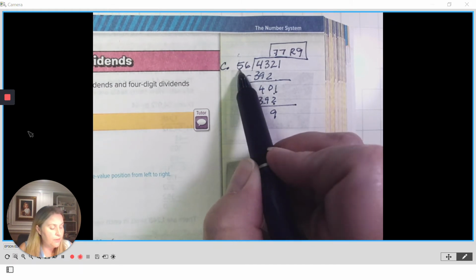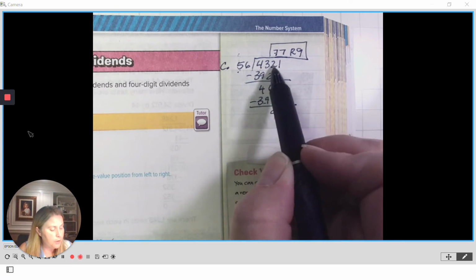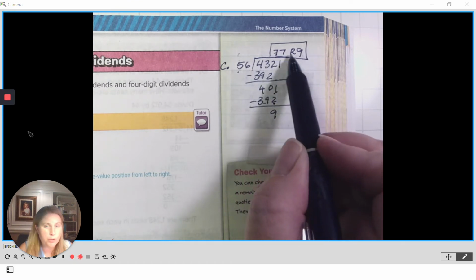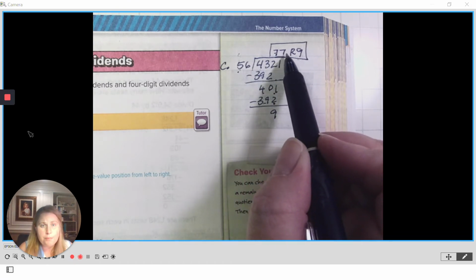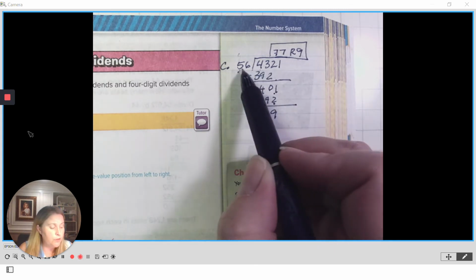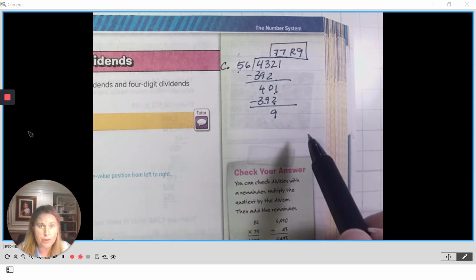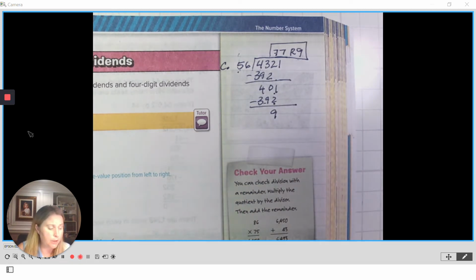So 5 times 8 would give us 40. 50 times, so we would have an 8 here. This is pretty close to 77, remainder 9 would be pretty close to 80. Okay, so 50 times 80 would be 4,000. So that's pretty close to 4,321. So it's a reasonable answer.